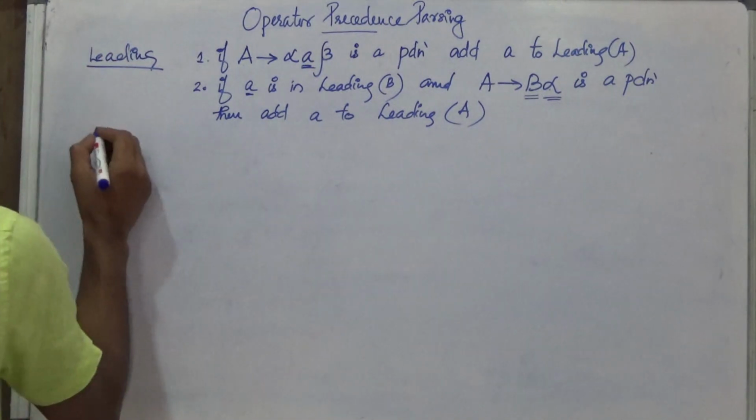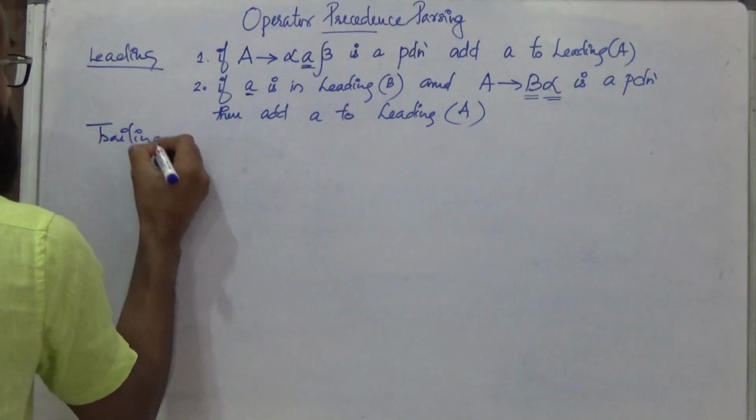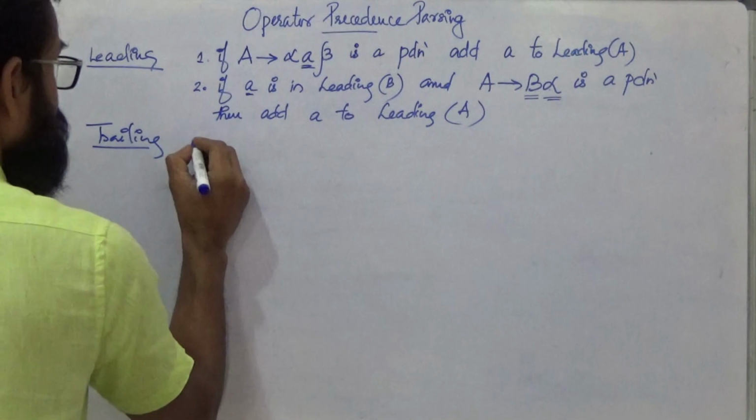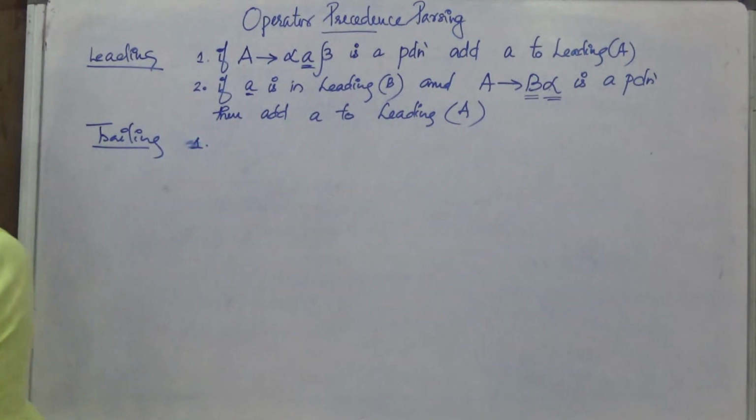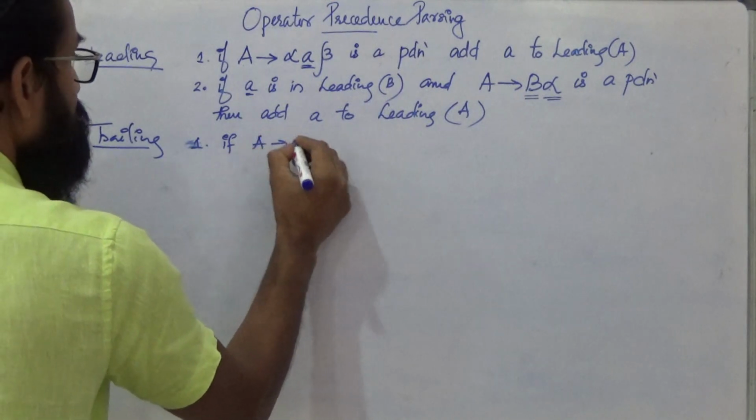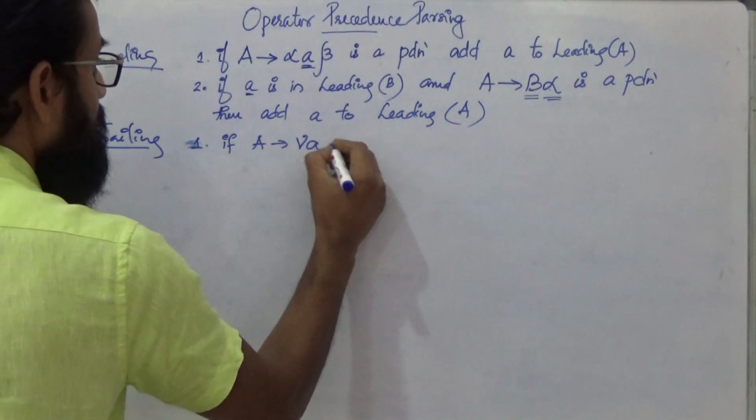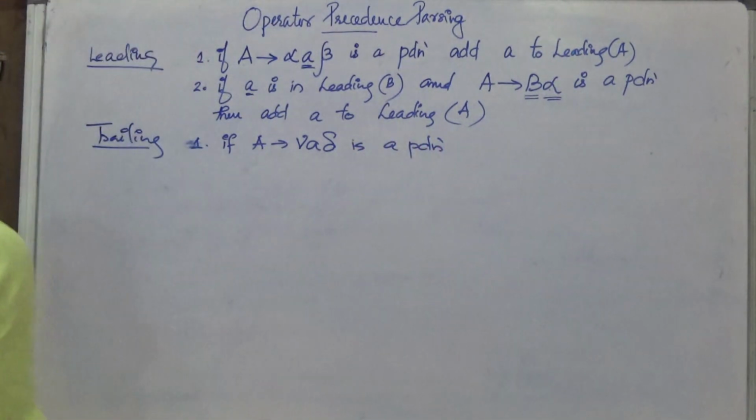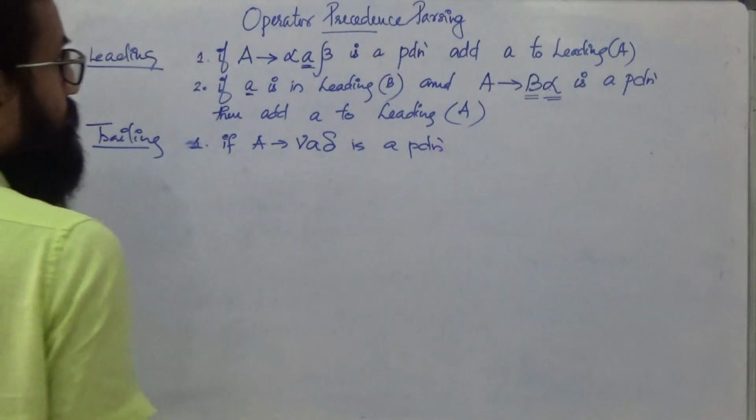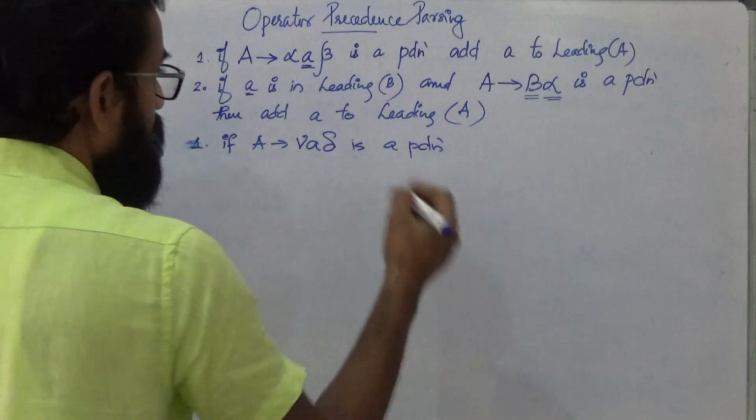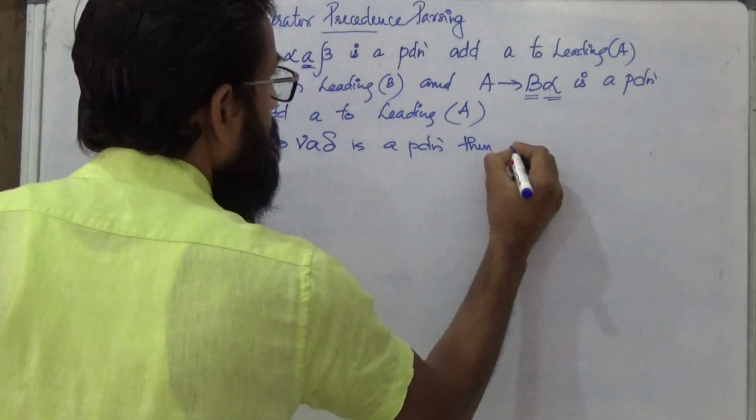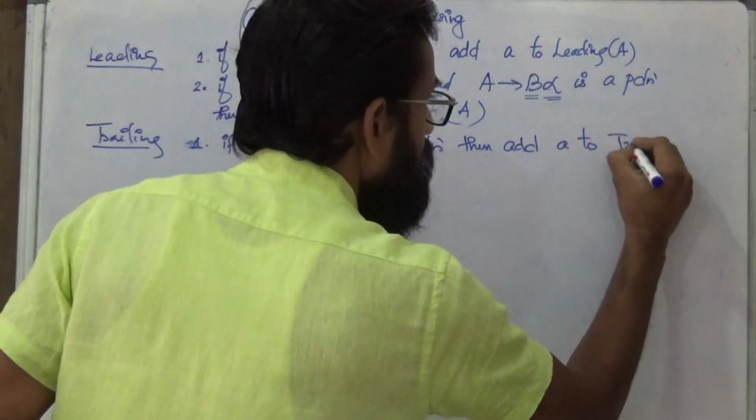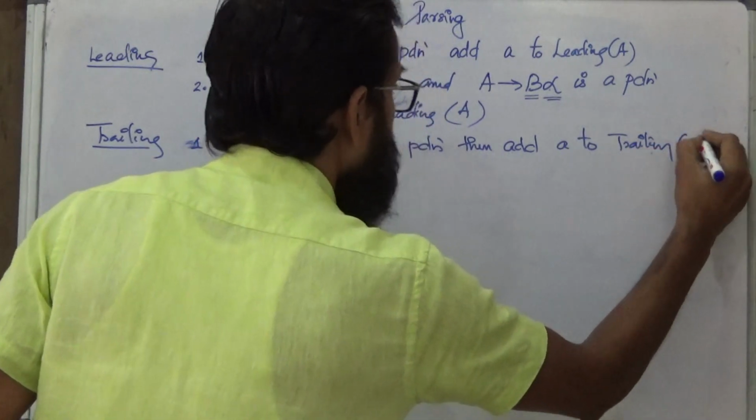Now in order to compute trailing, you have to follow the symmetric step corresponding to this one. First step will be, if A giving gamma a delta is a production, then add a to trailing of A.